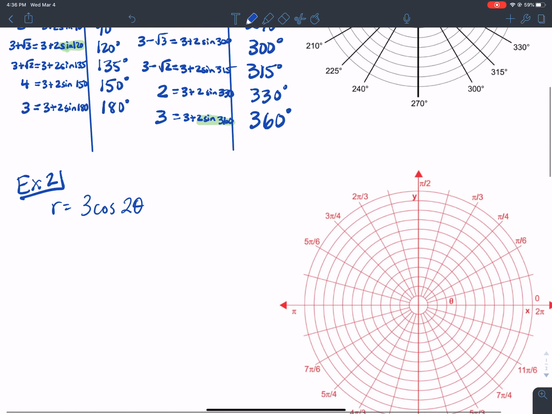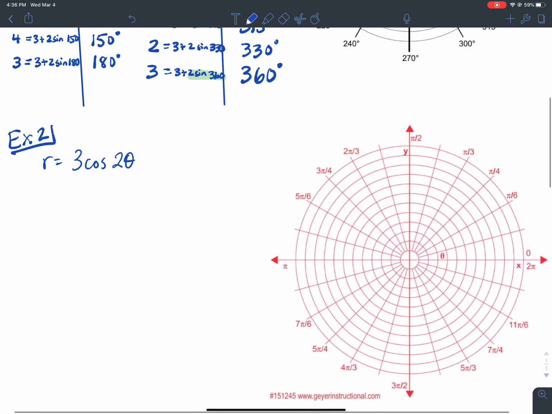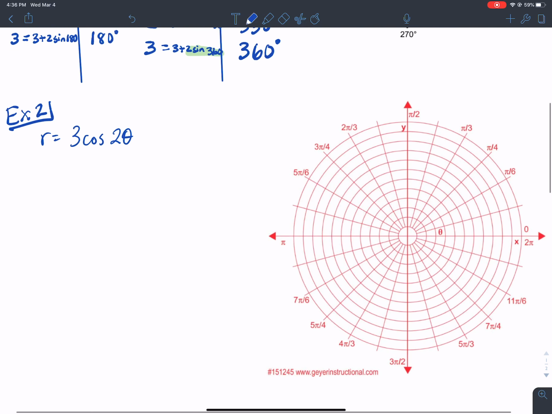So with this one, you can see I gave you a different kind of polar graph paper. This one, the graph paper's in radians. It doesn't really matter what kind of polar graph paper you have. This one also has extra lines in here. It's actually marking off the pi over 12 markings, where in degrees, that would be 15 degrees.